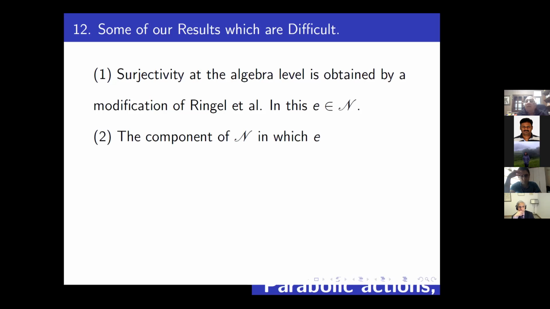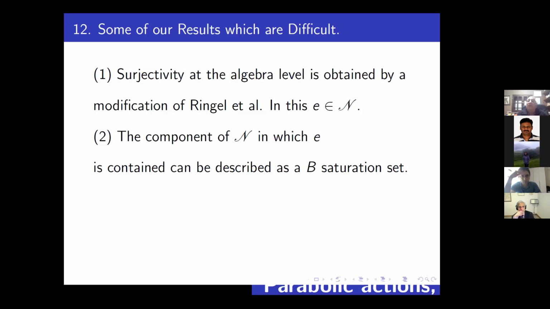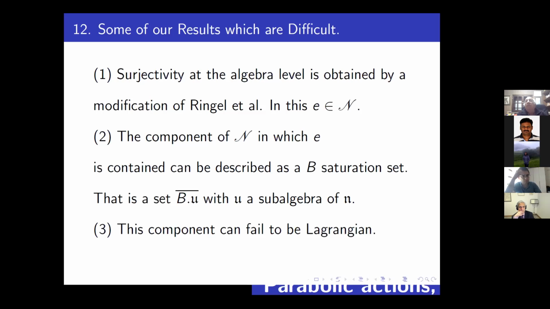Now, you can ask some extra questions. What about the component of N in which E sits? This we will describe as a B saturation set. That is to say, of the form B applied to a subalgebra of U. And this is rather like an orbital variety, except that U may not be complemented by a subalgebra of N. And so this component can fail to be Lagrangian. And it can also fail to generate a dense P orbit.